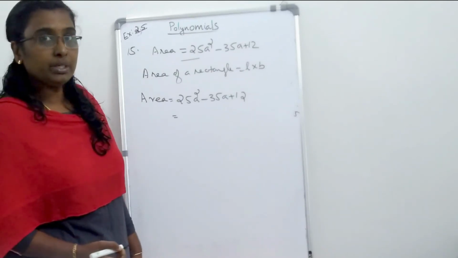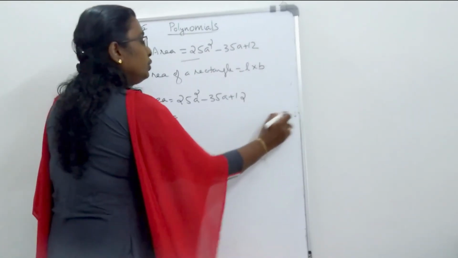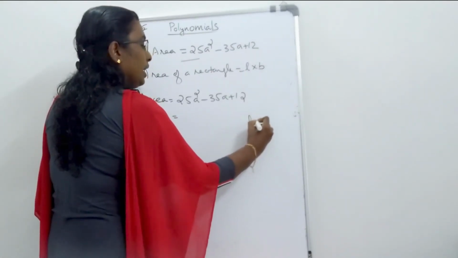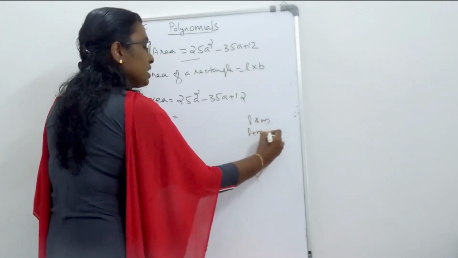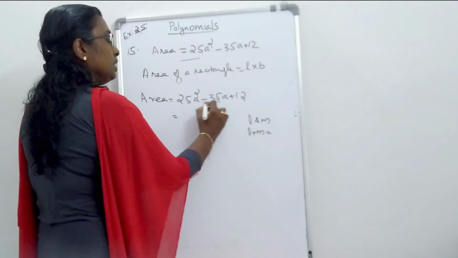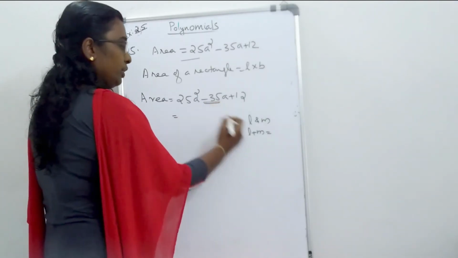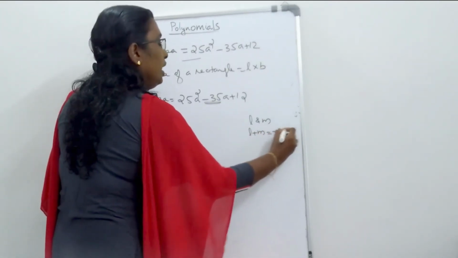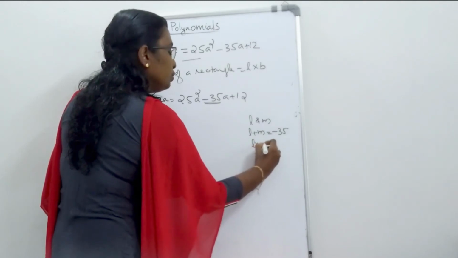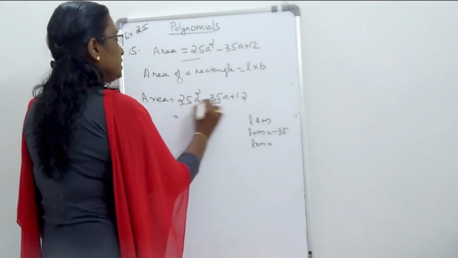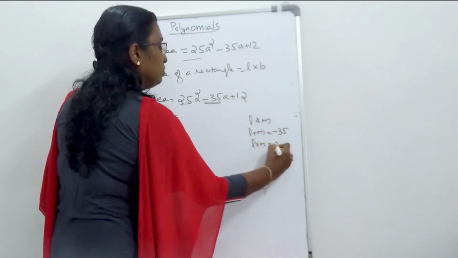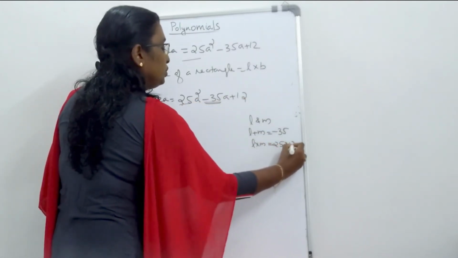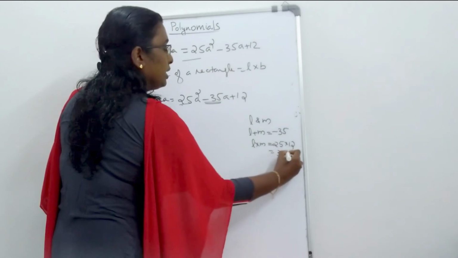How can we split the middle term? We can find two numbers L and M such that the sum L plus M is the coefficient of a, minus 35, and the product of these two numbers is the coefficient of a square into the constant term, 25 into 12, that is 300.